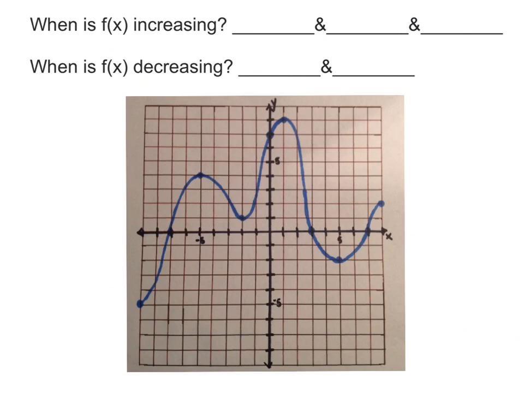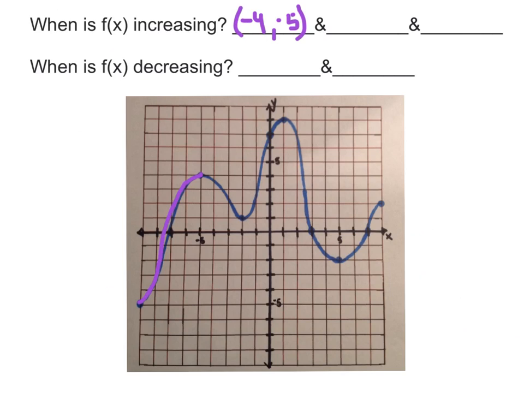When is f of x increasing? Now remember, we're reading from left to right, so I would say starting at, I think this is x equals -9 right here. From -9 up until x equals -5. So I'm going to go -9, comma, -5. And hopefully that looks like a 9.